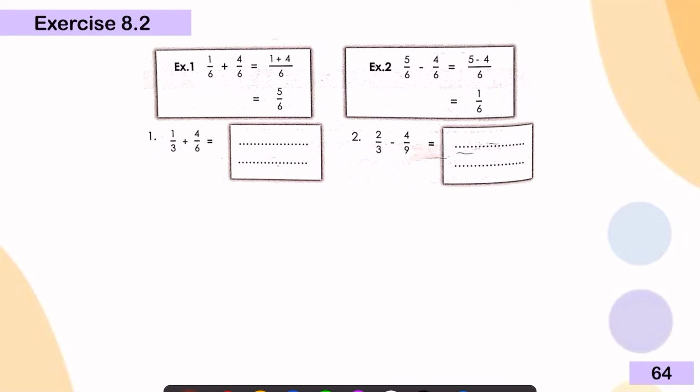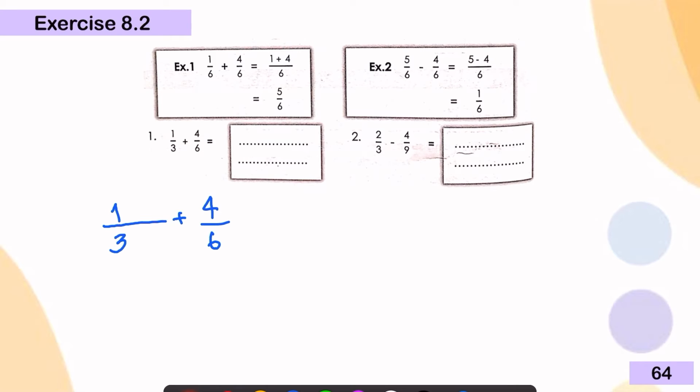We have 1 over 3 plus 4 over 6. Now can you tell me, step number 1, check the denominator first, okay? And you see they are not equal, right? So the denominators are not equal. When they are not equal, you need to do step number 2, which is make them equal by multiplying.